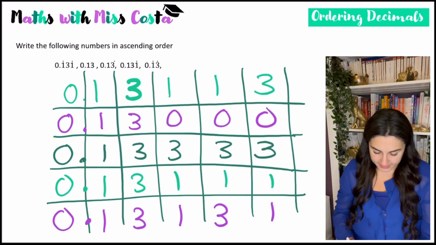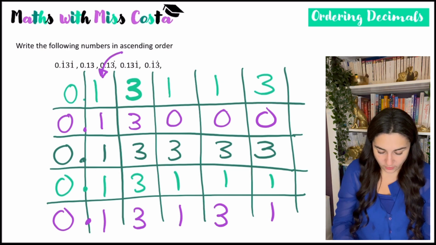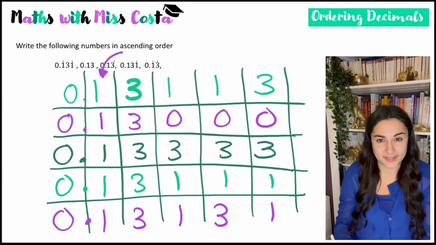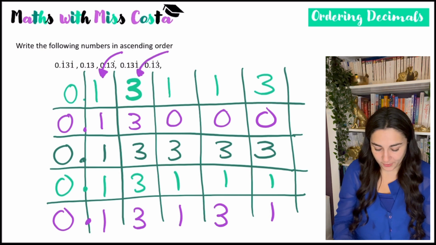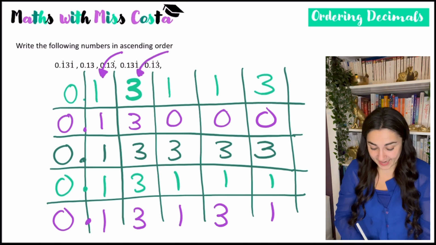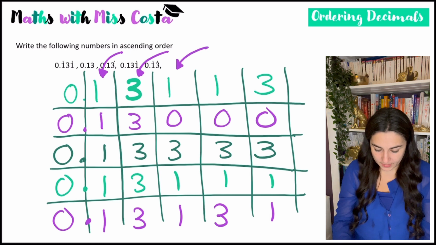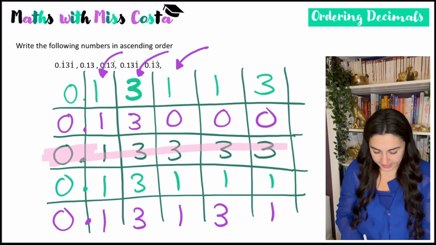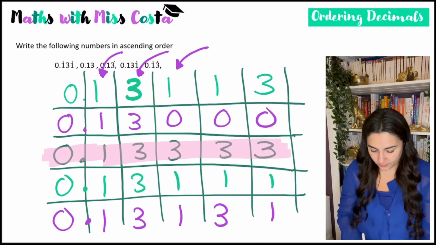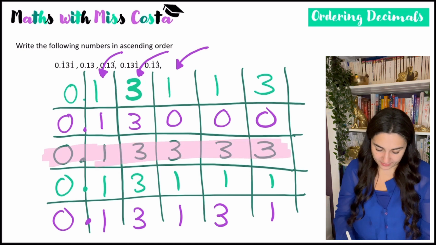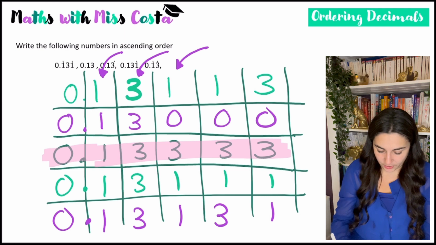So what I do is, first of all, I look at the first column. Everything is exactly the same, so that doesn't help me. So I'm going to look at the next column. Once again, everything is exactly the same, so that doesn't help me either. So we look at the third column and I look at the largest number. In this case, it's this. I've never used the highlighter before. It's this one here because 3 is the largest. So in ascending order, the first number would be 0.13 recurring.